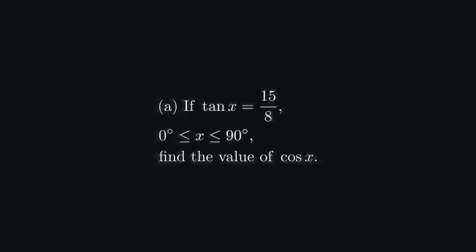In part A, we are given tan of x equals 15 over 8, where x is between 0 degrees and 90 degrees. We are asked to find cos of x.